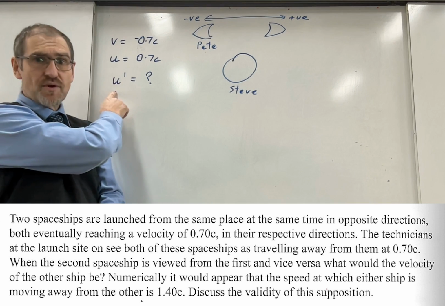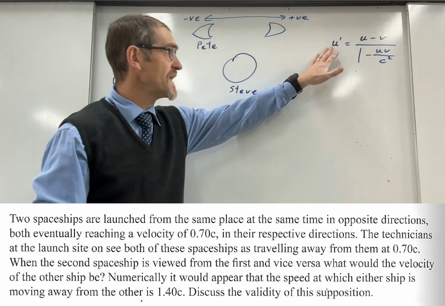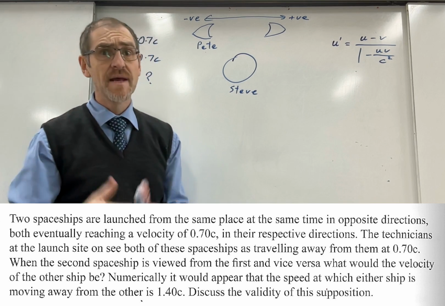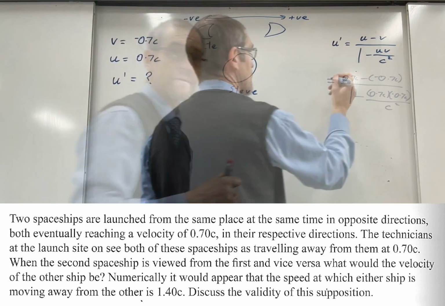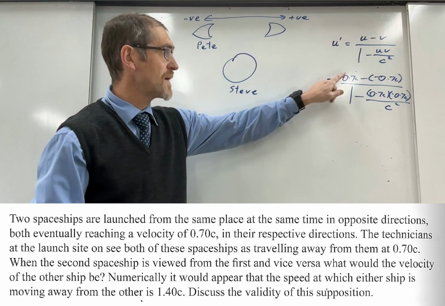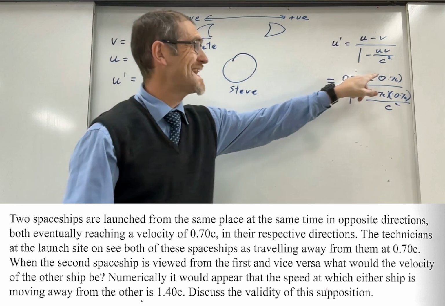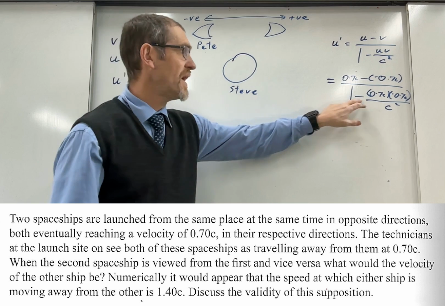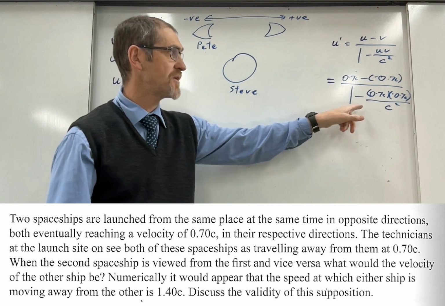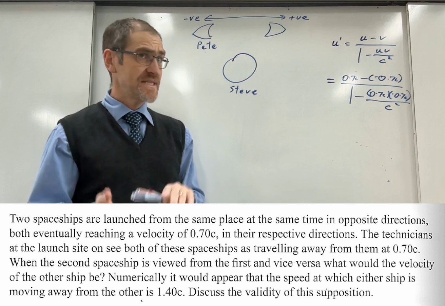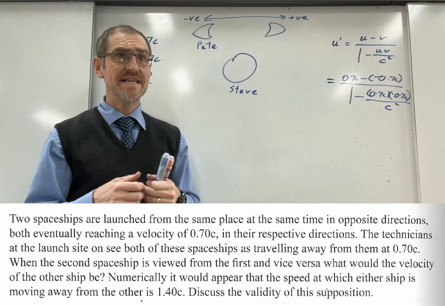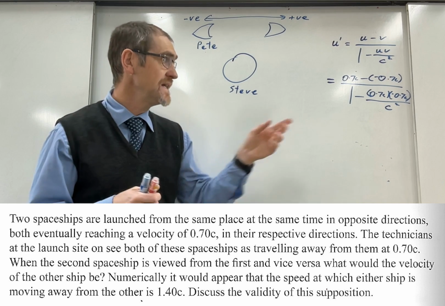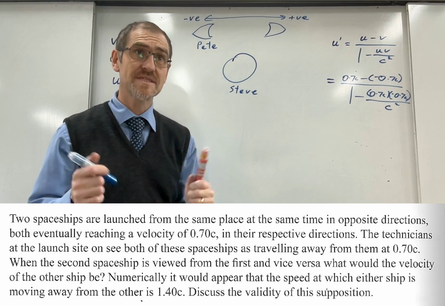What is u prime? So as we go to figure out what is u prime, we've got (u minus v) on (1 minus uv on c squared). We'll plug in our values. So now we've gone and plugged all our values in. We've got positive 0.7 c, subtract negative 0.7 c. So subtracting a negative, that's going to end up being a positive. We've got 1 minus this value here, 0.7 c multiplied by negative 0.7 c. 0.7 times negative 0.7 is going to end up being negative 0.49 c. We've got minus negative 0.49 c. So we'll see what that does.